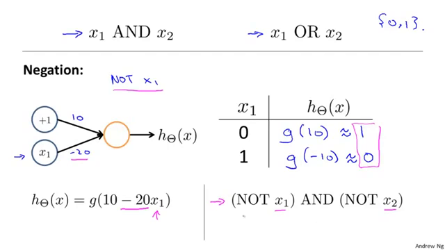Right? And so this logical function NOT x1 AND NOT x2 is going to be equal to 1 if and only if x1 equals x2 equals 0, right? So this is a logical function that says NOT x1, that means x1 must be 0, and NOT x2, that means x2 must be equal to 0 as well. So this logical function is equal to 1 if and only if both x1 and x2 are equal to 0. And hopefully you should really figure out how to make a small neural network to compute this logical function as well.